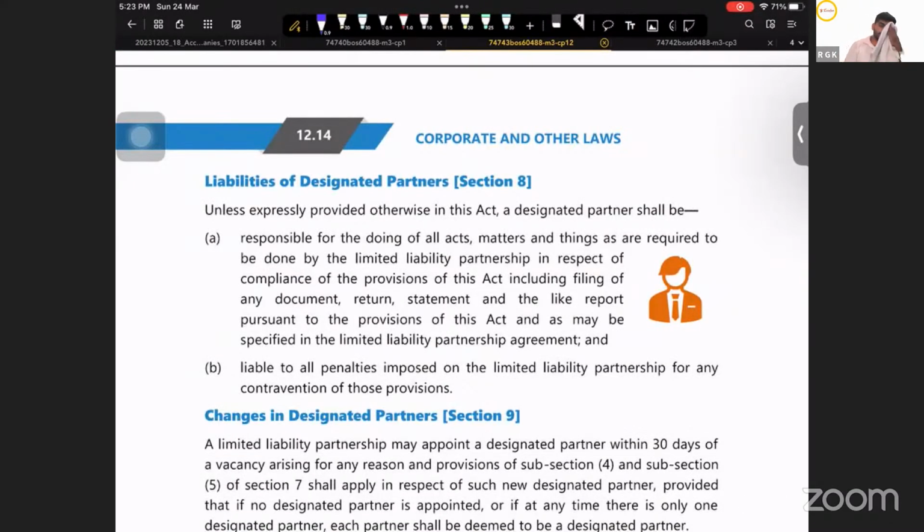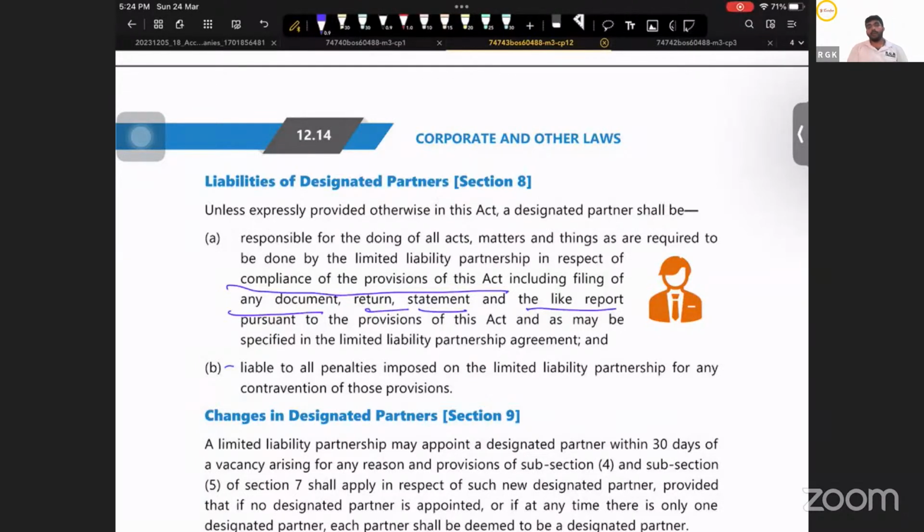Liabilities of designated partner. What are they liable for, or what is their responsibility? Unless expressly provided otherwise, a designated partner shall be responsible for doing all acts, matters, and things as are required to be done by the LLP in respect of compliance of provisions of this Act, including filing of any document, written statement, and like report.